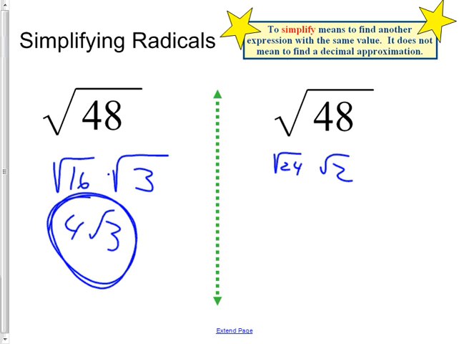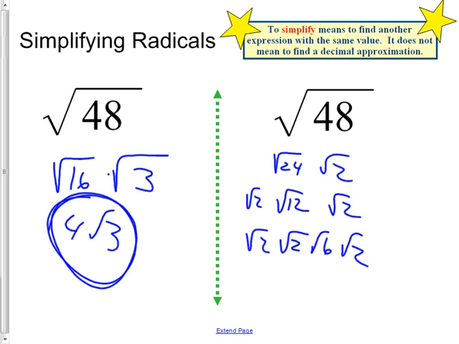This root 24 then can break down into what? Root 12 and root 2. Oops. And this root 2 is still there. Can't drop that one. So now I got all three. Now I got to keep going again. Root 2 and root 2 and root 6 and root 2. What I just did there, I made that into these two, and from that. And then I got to go further. Root 2 and root 2 and root 2 and root 3 and root 2.